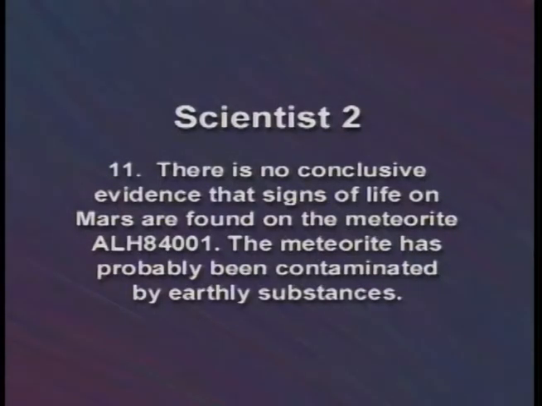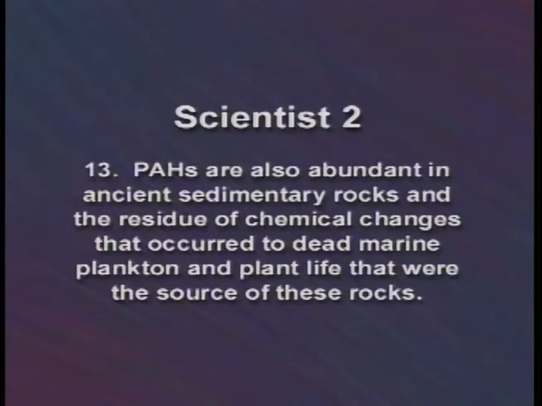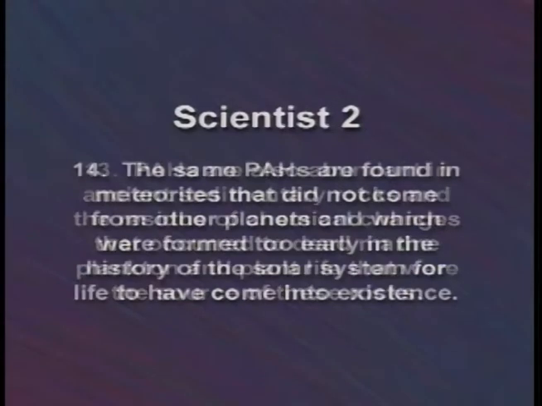Scientist 2. There is no conclusive evidence that signs of life on Mars are found on the meteorite ALH 84001. The meteorite has probably been contaminated by earthly substances. For instance, PAHs are associated with coal and diesel exhaust, contaminants which could have affected the meteorite. PAHs are also abundant in ancient sedimentary rocks and the residue of chemical changes that occurred to dead marine plankton and plant life that were the source of these rocks.